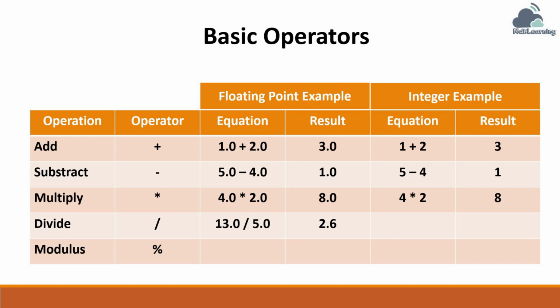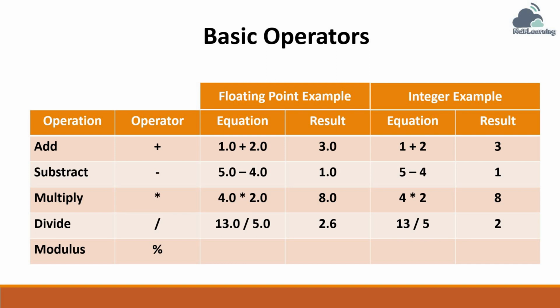But when it comes to doing division with integers, remember that integers can't have a fractional portion. So when you do division with integers, the result is always the whole number of times the division can occur. 5 goes into 13 2 whole times. It simply discards the fractional portion. So there's no concept of rounding or anything like that with integer division. It's simply the whole number of times that division can occur.